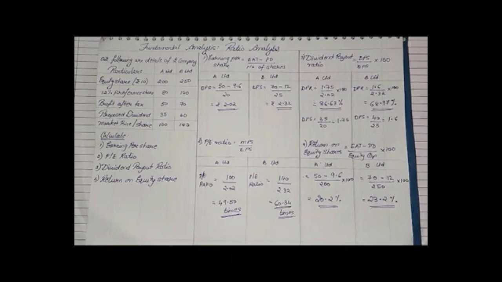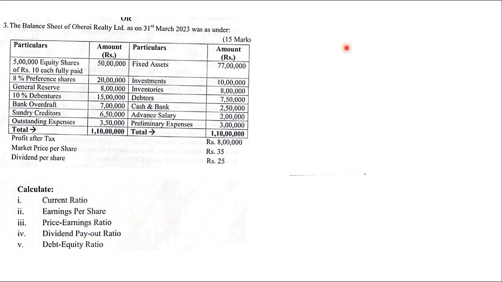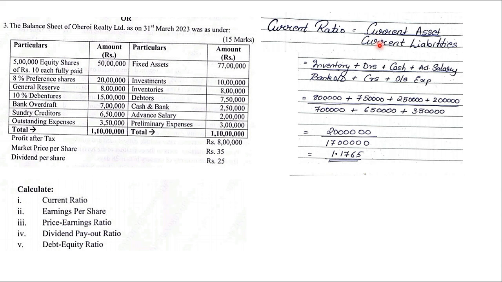Now we will be taking up one more problem sum just to get a revision on ratio analysis, and thereafter we will note down all the ratios which are very important from the exam point of view. The next question is based on ratio analysis. The question reads as: the balance sheet of Oberoi Realty Limited is given to you. They are giving you liabilities and assets, profit after tax, market price per share, and dividend per share. They are asking you to calculate 5 things: current ratio, earning per share, price earning ratio, dividend payout ratio, and debt equity ratio. So the very first term, current ratio, formula is current asset upon current liability.